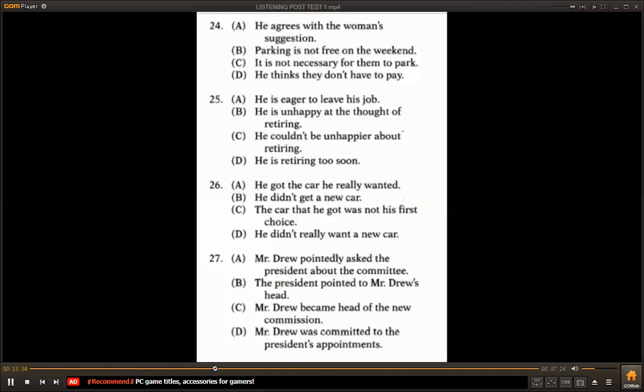Number 24. You should put some money in the parking meter. Parking fees aren't necessary on the weekend, are they? What does the man mean?